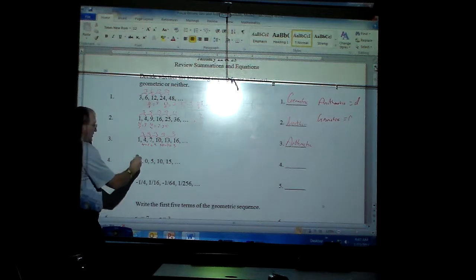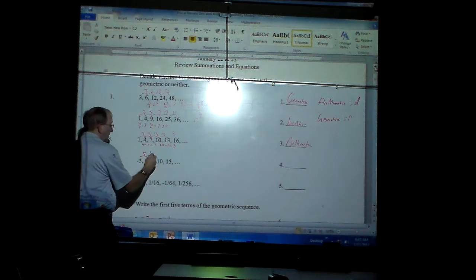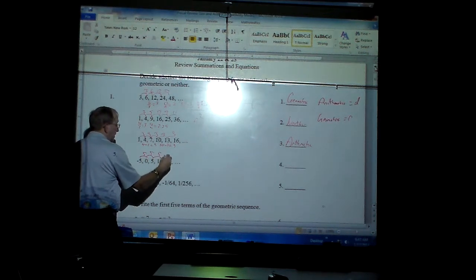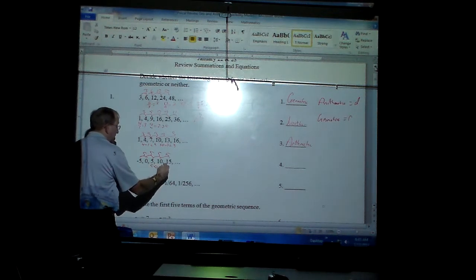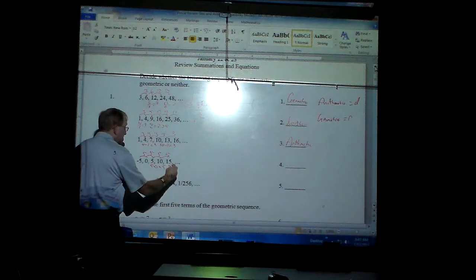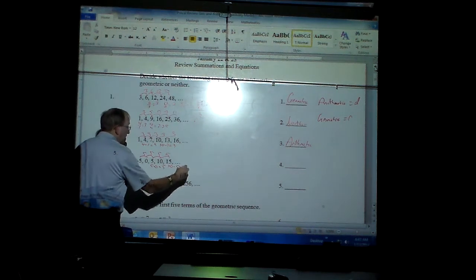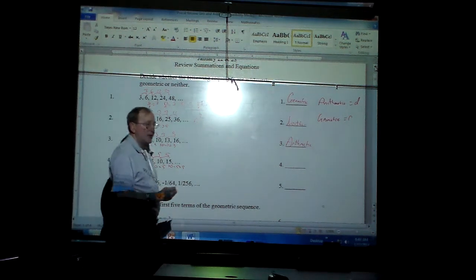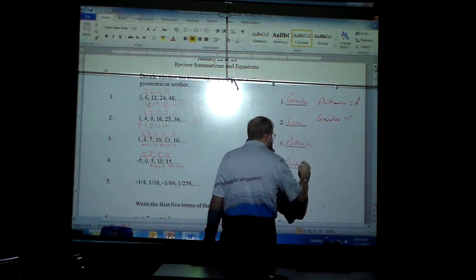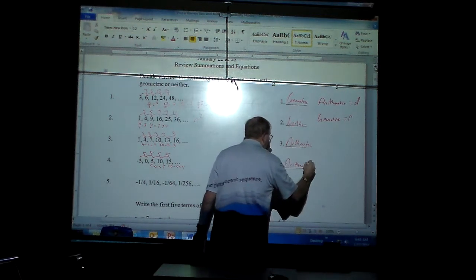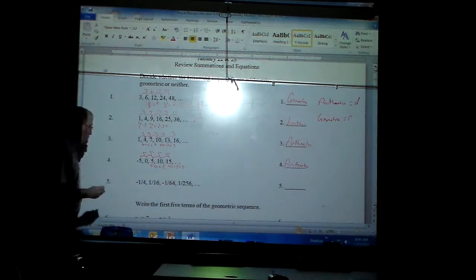This one here, see, seems to be going up by 5, 5, 5. And if I take each of these, like 5 minus 0 is 5. 10 minus 5 is 5. I mean, the common difference, all the same. D is going up by 5. This one is also arithmetic. Now let's look at our last one.